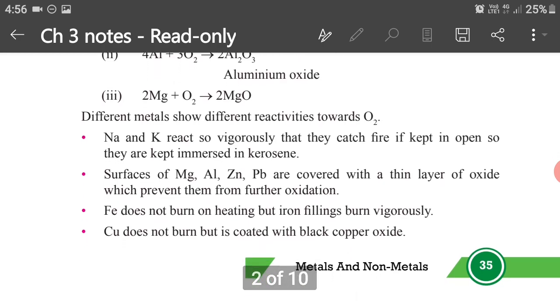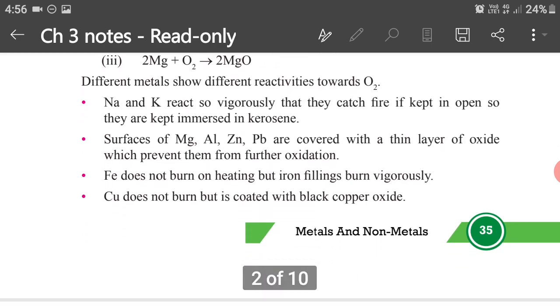Different metals show different reactivity towards oxygen. How? Sodium and potassium react vigorously. That's why it is suggested not to do these reactions in the lab in front of children or by the children, because they may be dangerous for us. Therefore they are kept immersed in kerosene oil, because if they come in contact with air, a small amount of moisture will be there, and they catch fire. That's why they are kept immersed in kerosene oil.